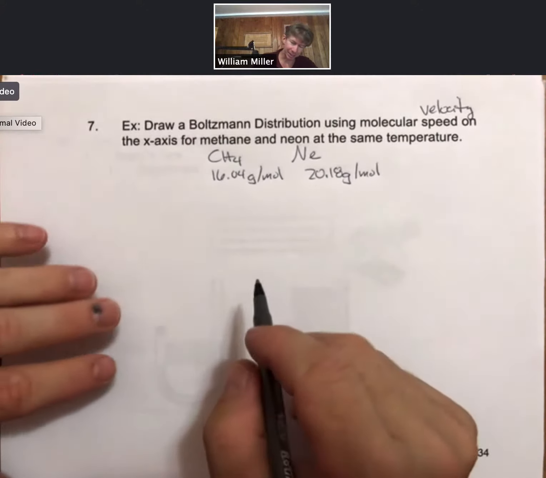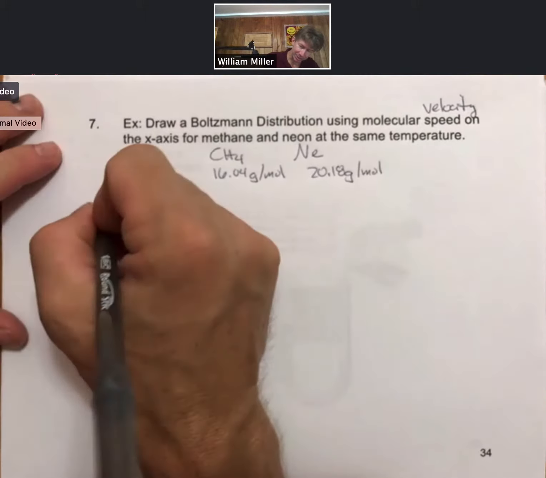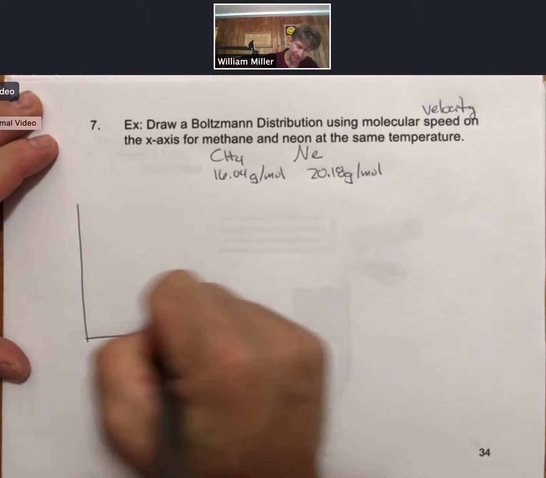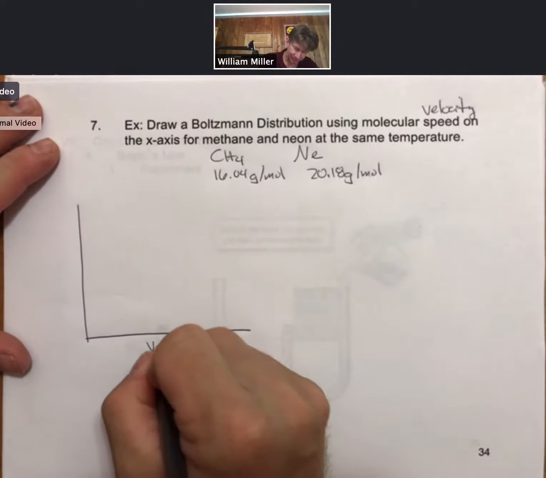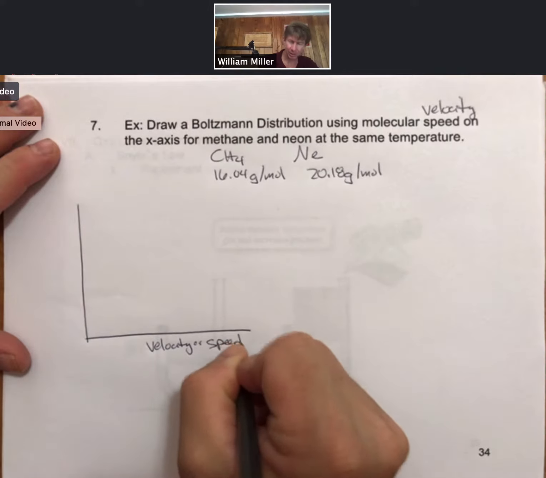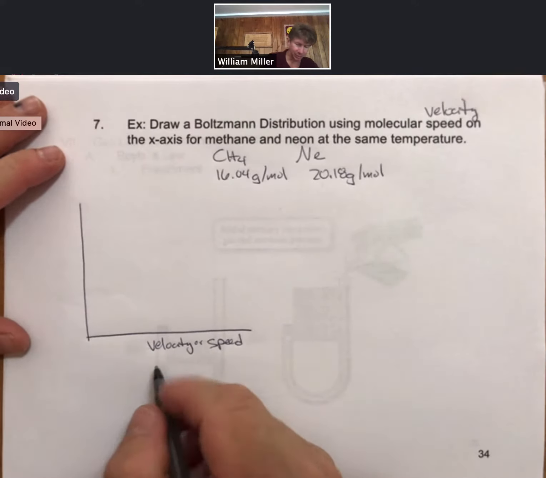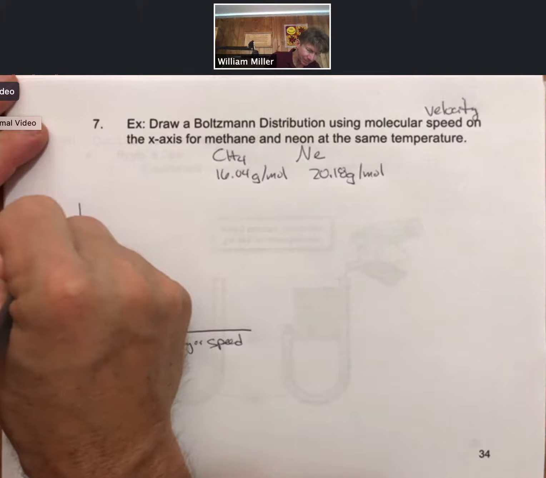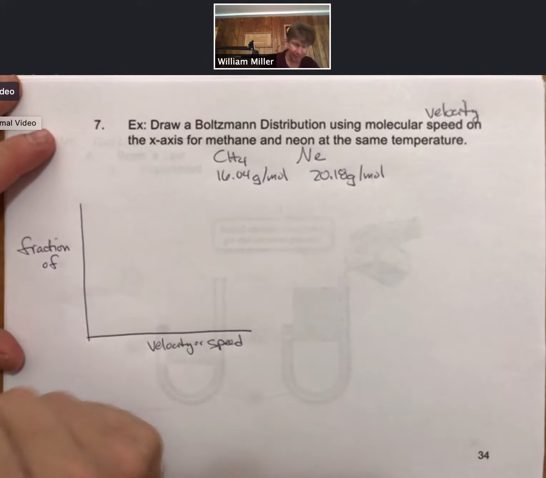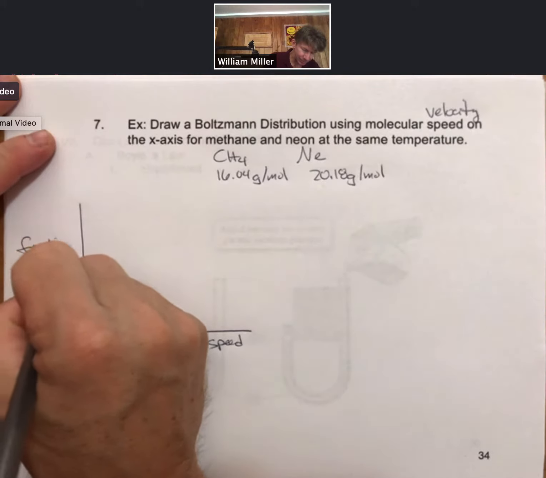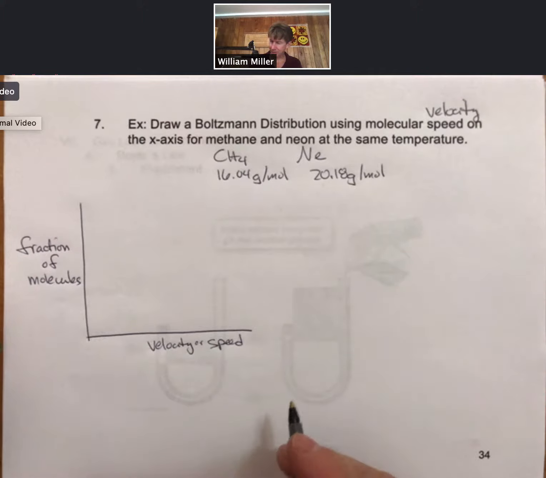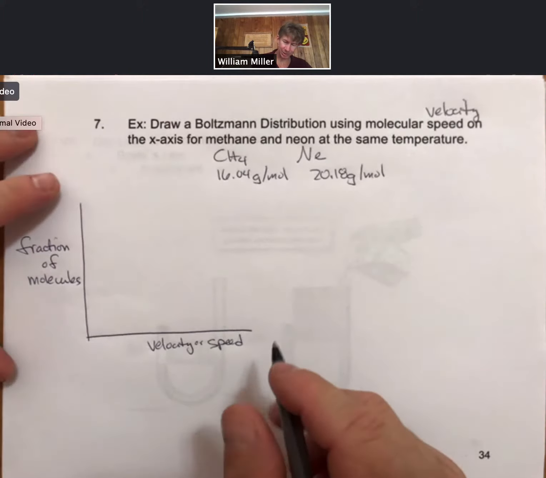Now, what we're going to do, and I'm going to save some space for a second example over here. So velocity or speed goes on the x-axis, fraction of molecules goes on the y-axis, and let's do 2 different colors.